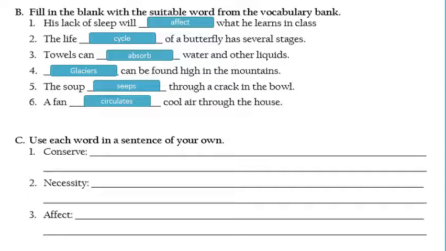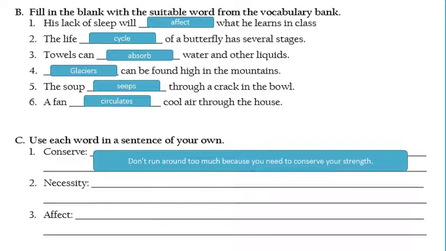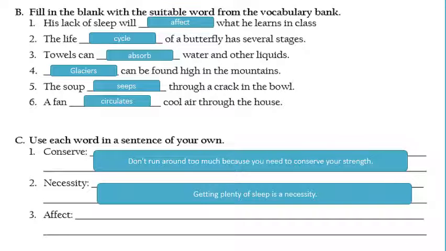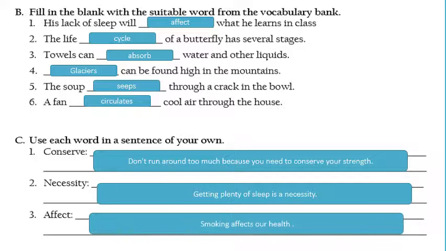Use each word in a sentence of your own. Okay, I'm just going to propose or suggest my answers. You can write your own answers, but pay attention, they have to be complete sentences. Conserve. How can we use conserve in a sentence? We might say, don't run around too much because you need to conserve your strength, to keep your strength. Necessity. What could be a necessity? Getting plenty of sleep is a necessity. Affect. Smoking affects our health. Simply.